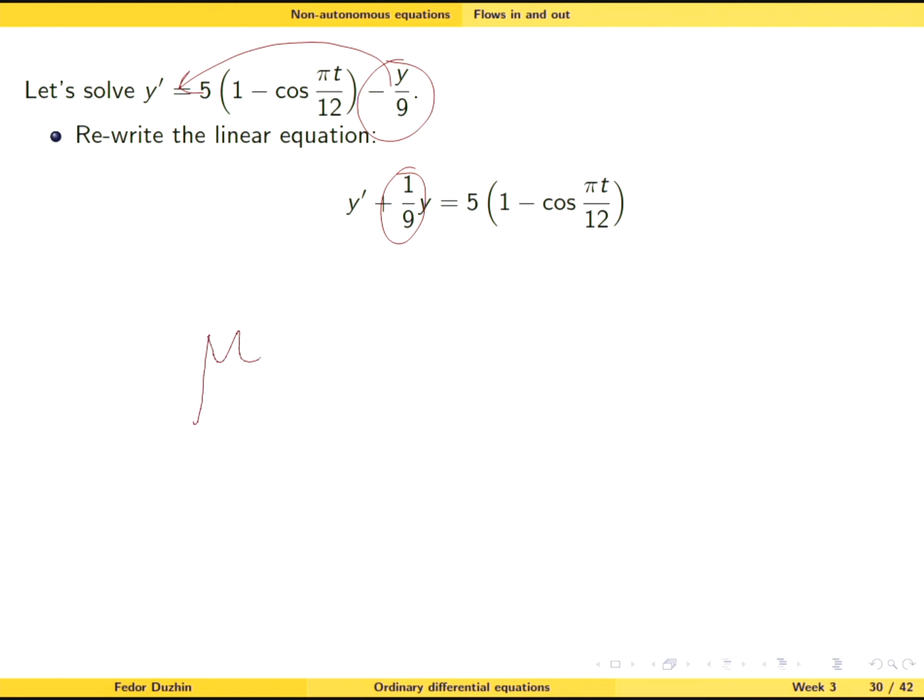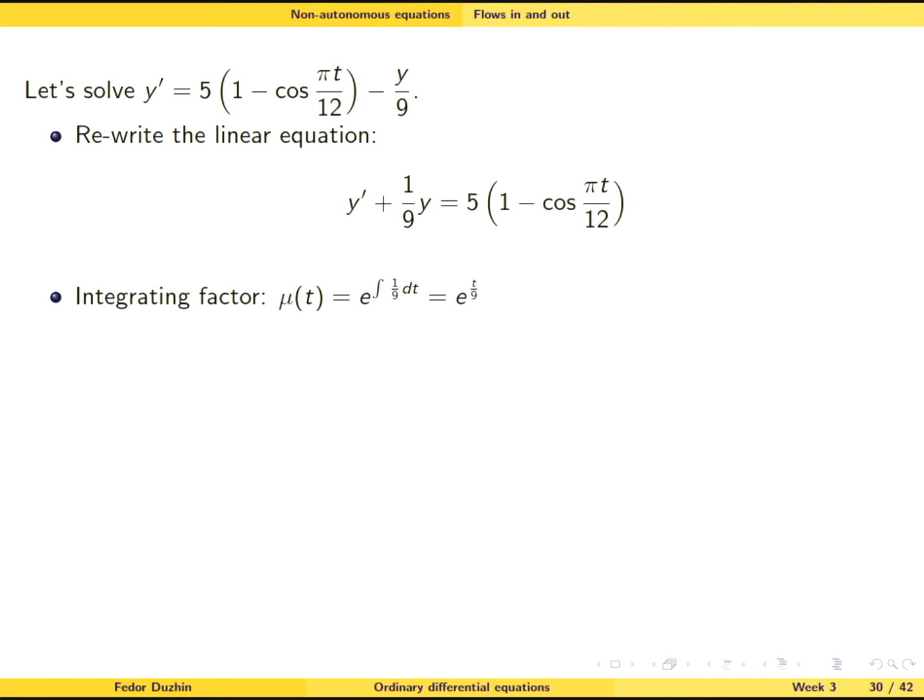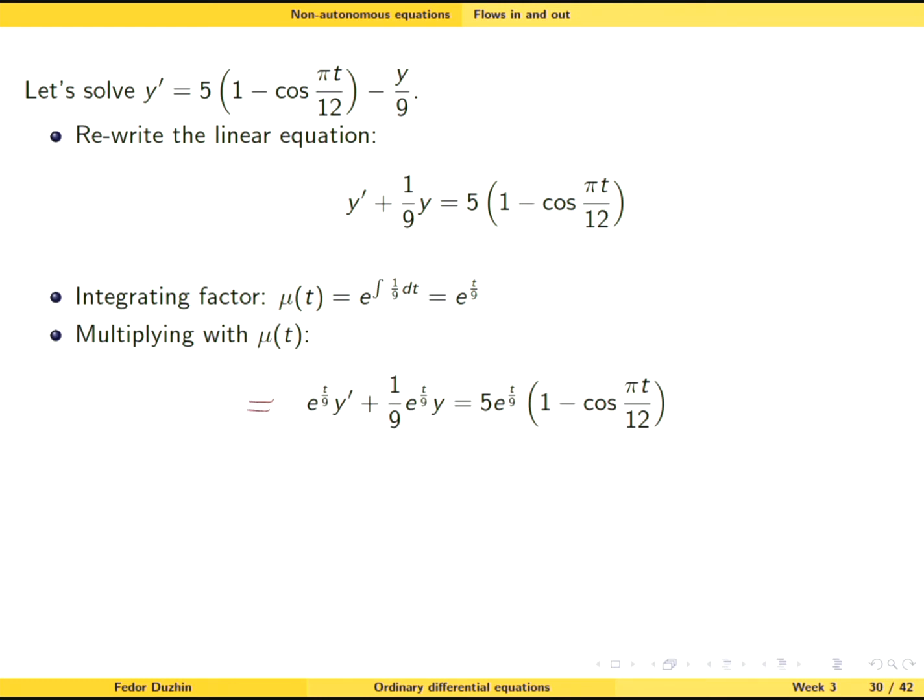So the integrating factor is going to be e to the power integral of 1 over 9 dt. The integral of 1 over 9 is t over 9, so this is e to the t over 9. And that's the integrating factor. Then we multiply by the integrating factor. And now the reason we did it is because the left-hand side is e to the t over 9 times y, everything prime.